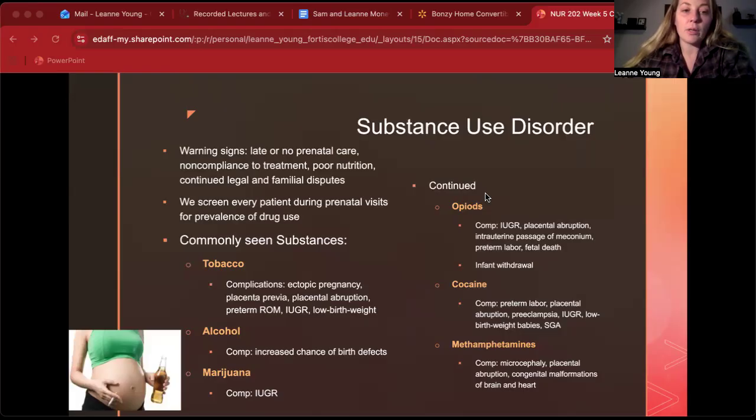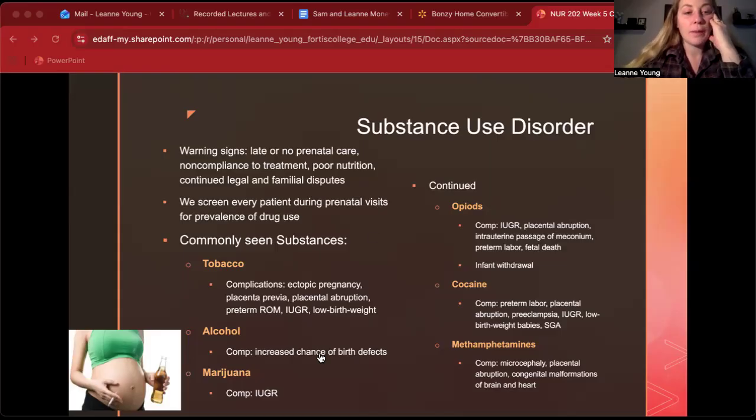We screen every patient during prenatal visits for the prevalence of drug use. Typically, it's at their first prenatal appointment during a urine test. We're going to test for everything. So, with these substances, they have their own complications with the baby. You guys should know what fetal complications can be seen with these different types of substances.